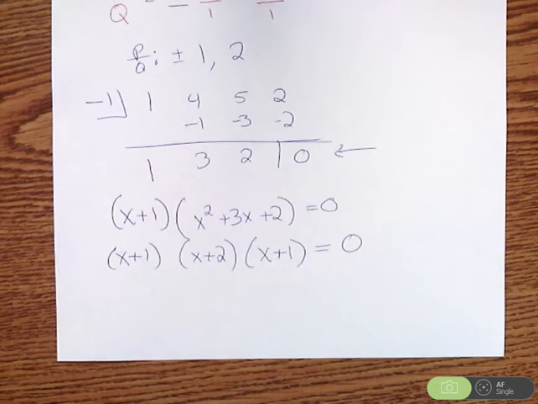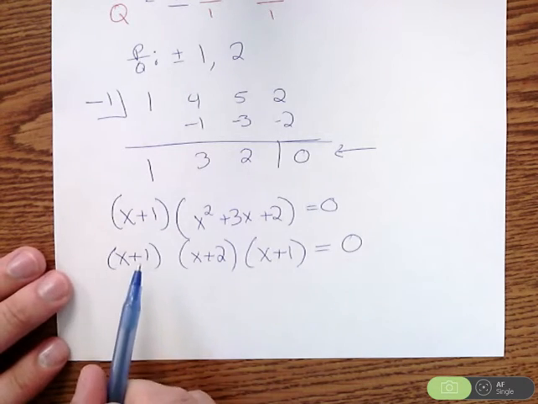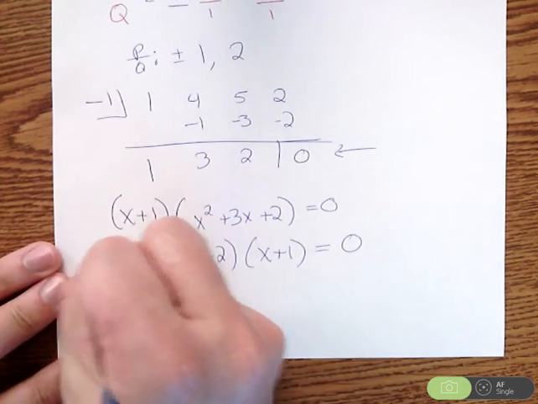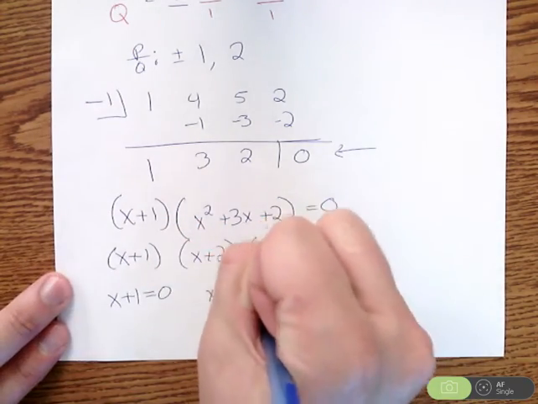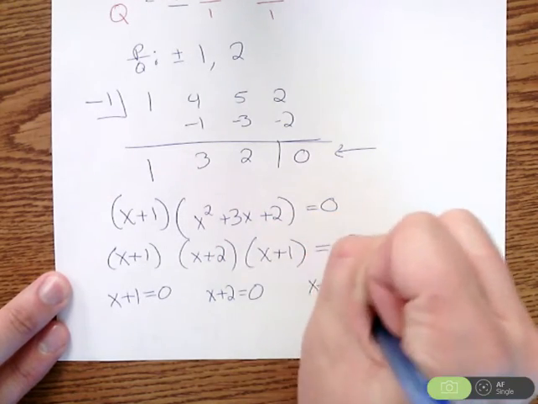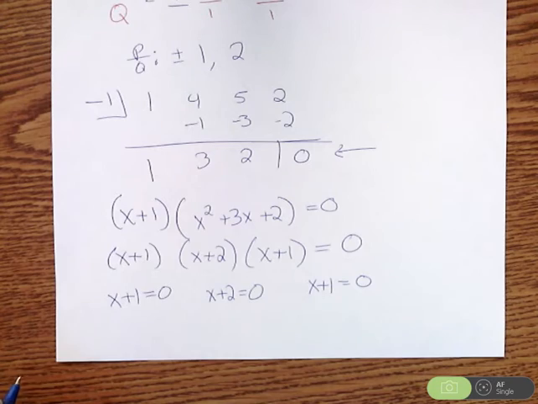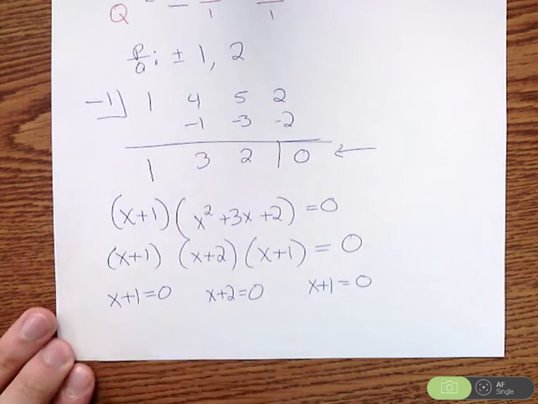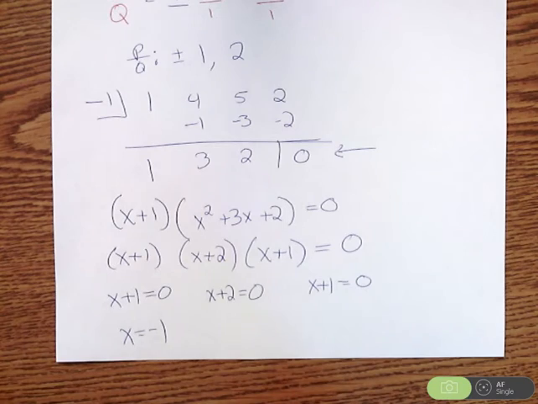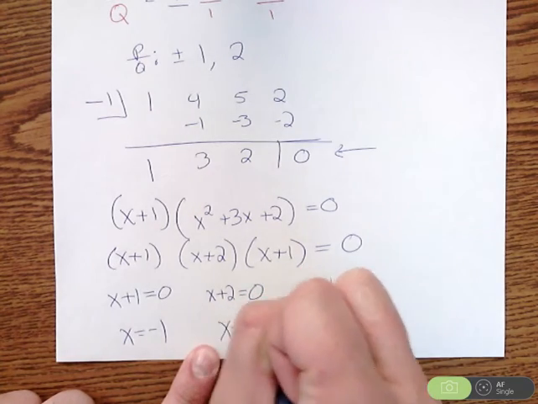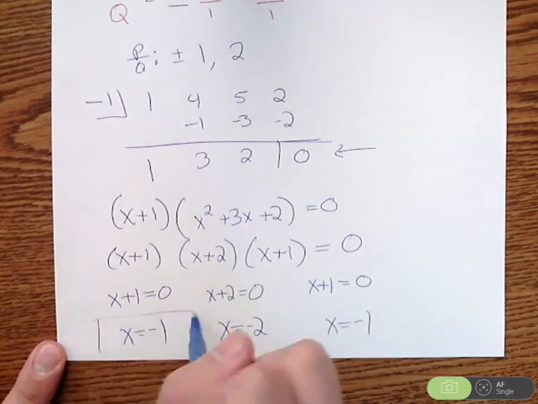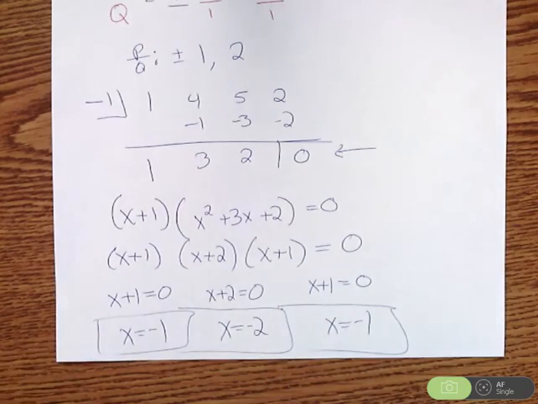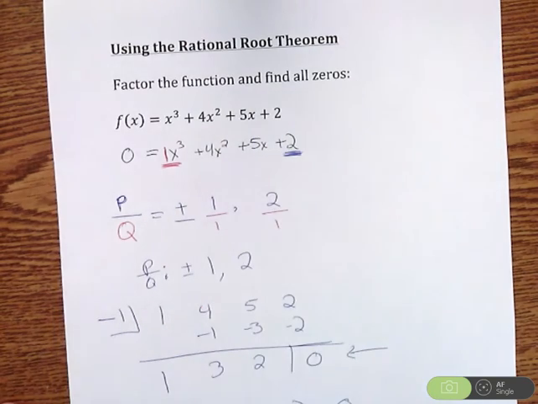Once it's factored completely, the only thing left to do is to find zeros. So I'm going to take each of my individual factors, set them equal to 0, and solve. So I have x plus 1 is equal to 0, x plus 2 is equal to 0, and x plus 1 is equal to 0. When I solve each of those individually, on the first one, x is negative 1. Second one, x is negative 2. And the third one, x is negative 1 again. So each of those is my zeros. So that was a basic problem using the rational root theorem.